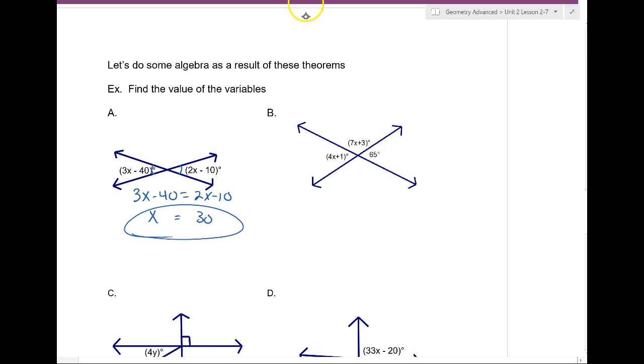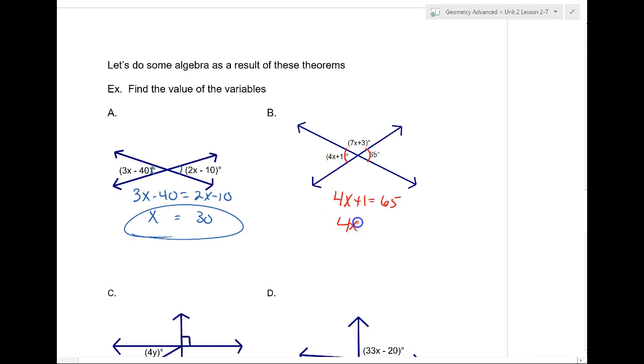But could I also use the idea that these two are congruent because they're vertical angles? So now I do it one more time. I get 4x plus 1 is equal to 65. I get 4x is equal to 64. x is going to equal 16. If you look back in your 2-6 notes, guess what the answer was when I used linear pairs for this?